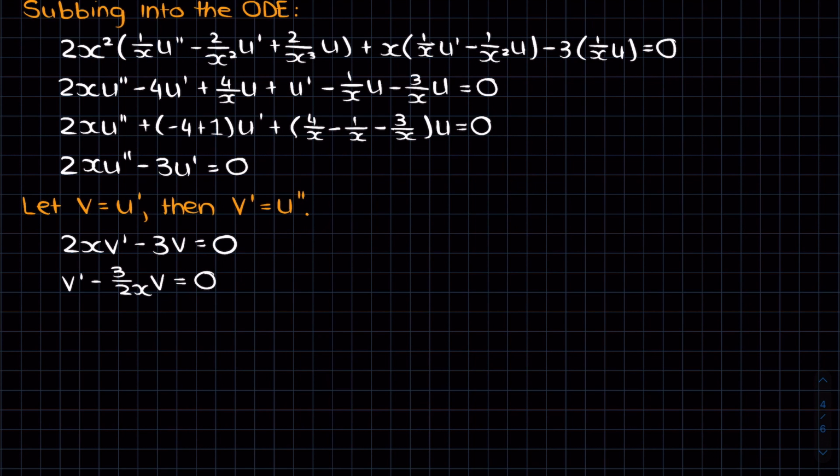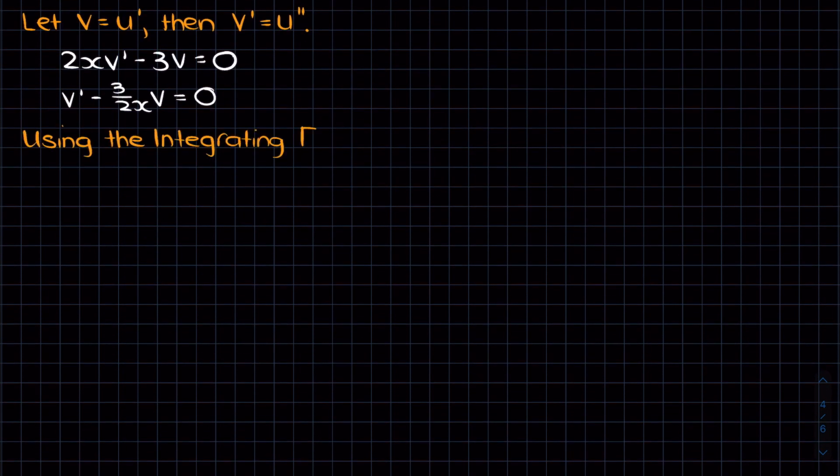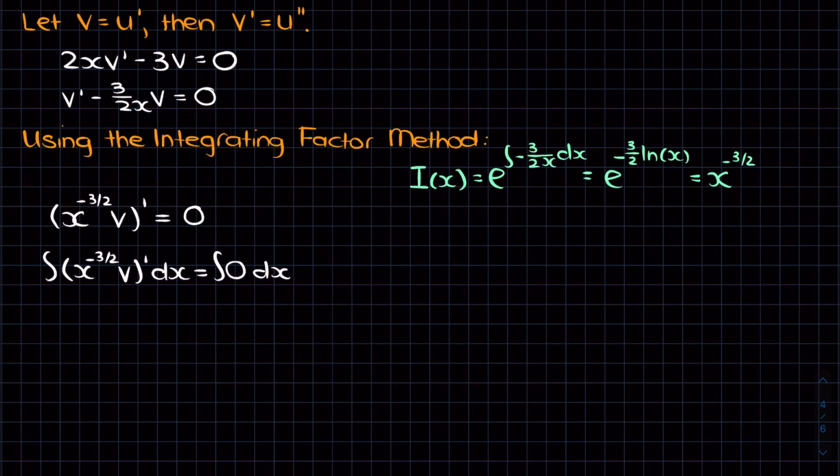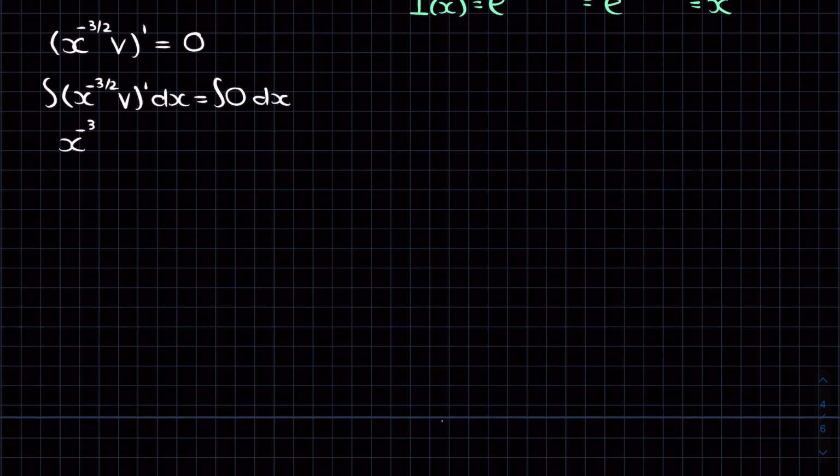Because we have a first order linear ODE, we can use the integrating factor method to solve. And I'll put a link up now to the integrating factor method video. First, we need to find the integrating factor, I of x. Then we multiply it to both sides of the ODE, use the reverse product rule and integrate both sides so that we're left with v times our integrating factor equals the integral of the left-hand side multiplied by our integrating factor. Here we have x to the minus 3 over 2 times v equals some constant a.